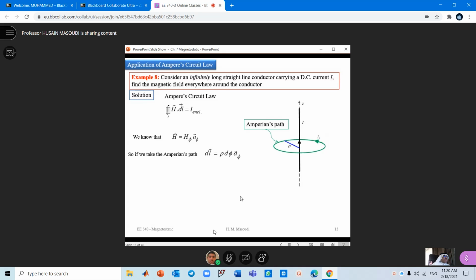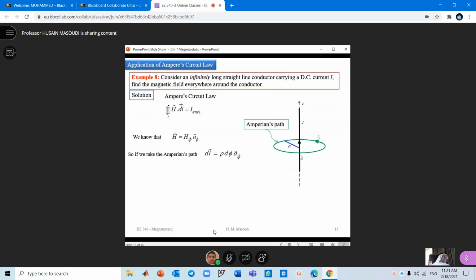We are selecting this as an Amperian path. It's a hypothetical path that we integrate over, on which we think the magnetic field is going to be uniform, from the physics of the problem. So this is similar to the Gaussian surface that we selected in the application of Gauss's law. With dl as rho d phi a phi, we set up the integral, which is the left-hand side. According to Ampere's circuital law, if you perform this integral, it must be equal to I enclosed by the Amperian path that we selected.